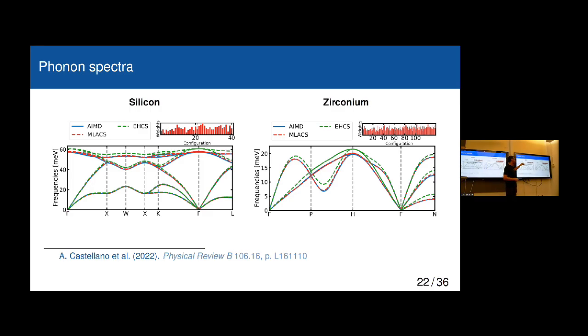So MLACE agrees very well with full AIMD in this case, and in principle it should be better than the harmonic sampling, so those Gaussian sampling. So AIMD is really the reference here we're trying to reproduce. So it fits very well for silicon and zirconium. Zirconium is known to be anharmonic, so it's quite relevant here. Okay, so that works.